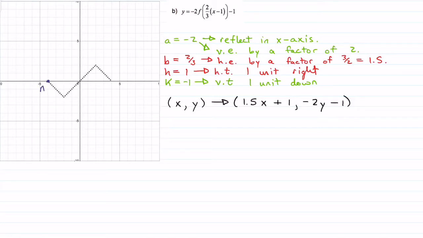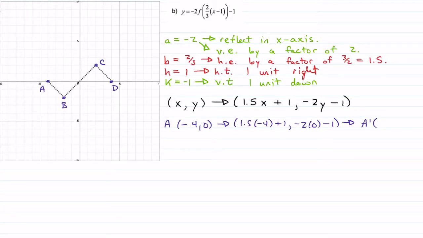Then the points for this one, I'm going to use the exact same points as the last example. So A, B, C, and D. A is the point negative 4, 0. So I'm going to substitute negative 4 in for x, 0 in for y in the mapping. So I'll get 1.5 times negative 4 plus 1, and negative 2 times 0 minus 1. And I get A prime is negative 5, negative 1.